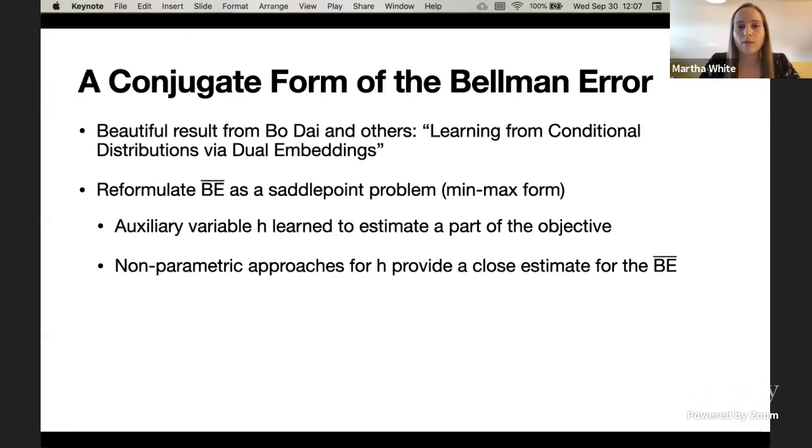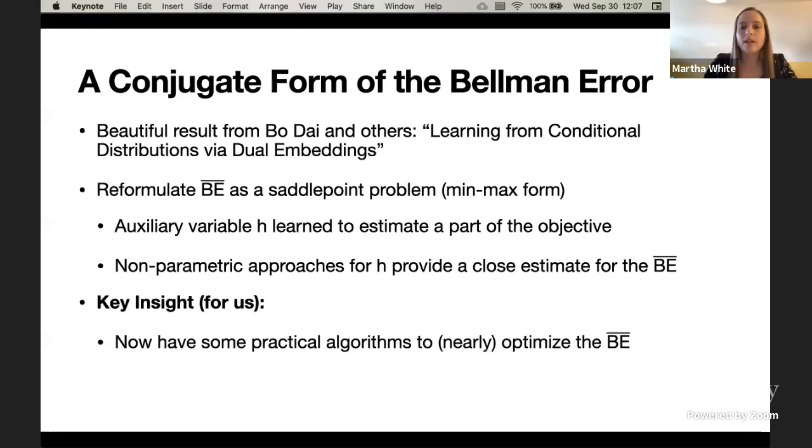Now with that form, h is giving us an estimate, but we want to get as close as possible to the true Bellman error. There are nice results showing that we can use different estimation approaches for h, for example non-parametric approaches, and get a really close estimate to the Bellman error. So the key insight here is that this line of work is getting us practical algorithms to nearly optimize the Bellman error, where we can get a really close approximation, but there is still going to be some approximation. It reopens the avenue to nonlinear value estimation, because now we can start looking at the Bellman error, which more naturally applies to the nonlinear setting.